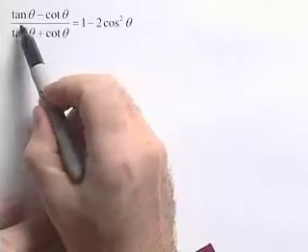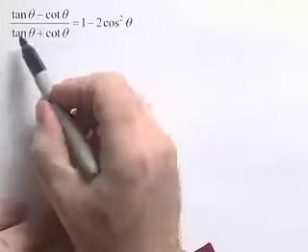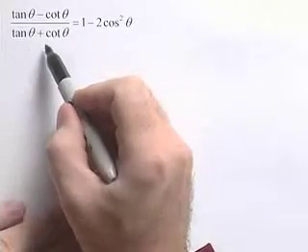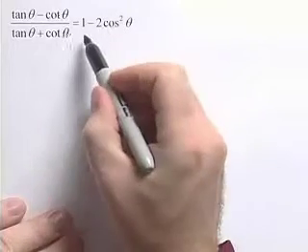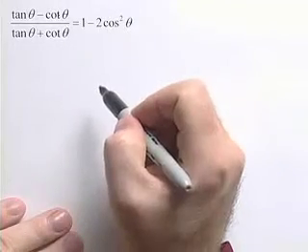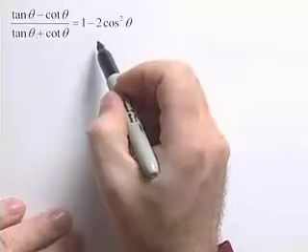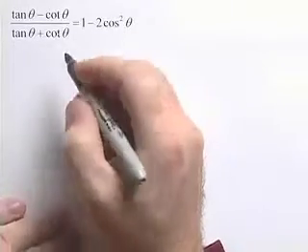In this problem, we're going to again verify a trigonometric identity. We want to show that tangent of theta minus cotangent of theta divided by tangent of theta plus cotangent of theta is equal to 1 minus 2 cosine squared theta. We can start with either side. We're again going to just start with the left-hand side.